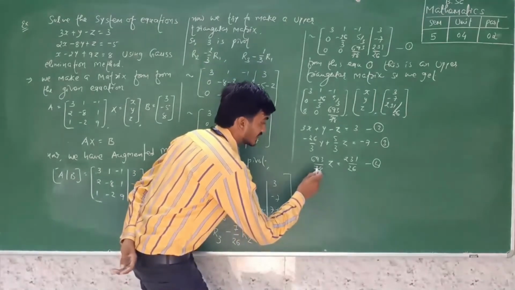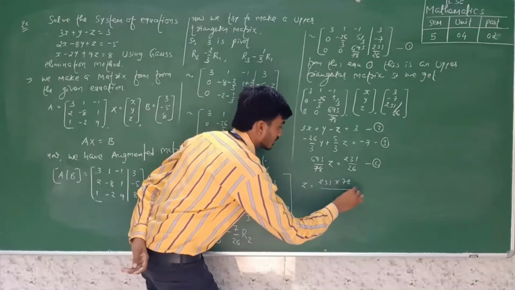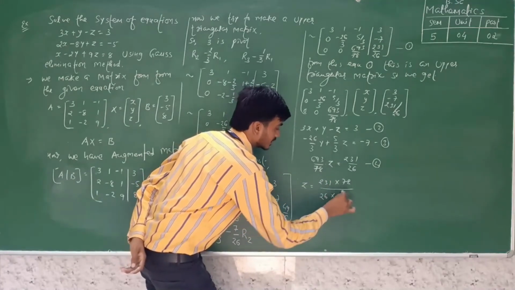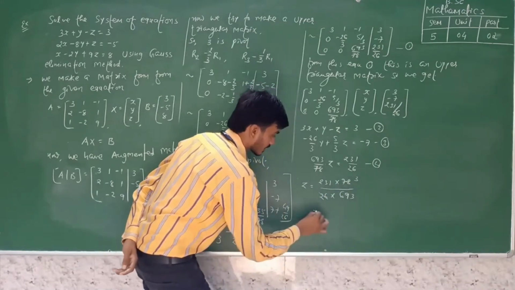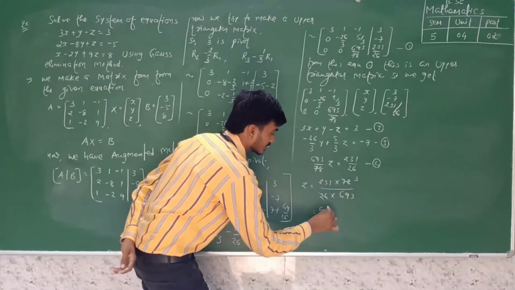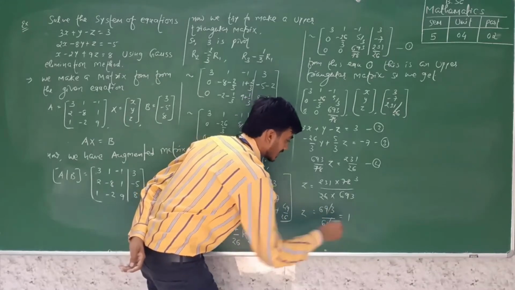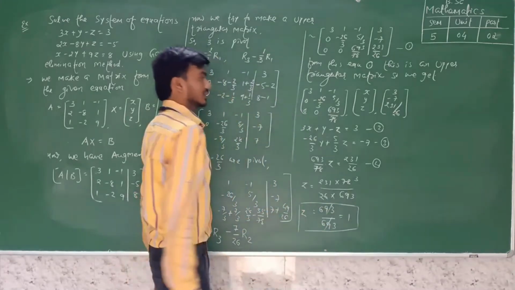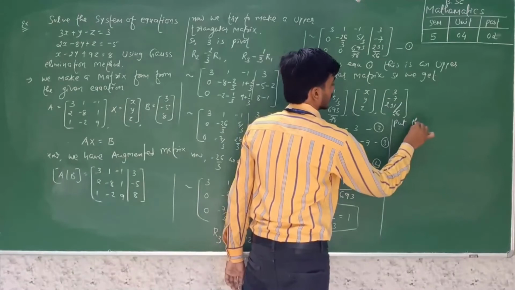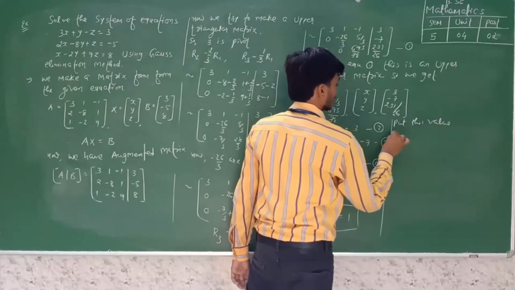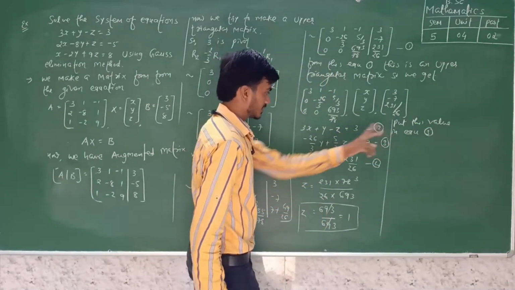So z is equal to 231 multiplied by 78 upon 693 times 26. 26 into 3, 231 into 3, that means 693 upon 693, which is 1. So z is equal to 1. Put this value in equation number 3.